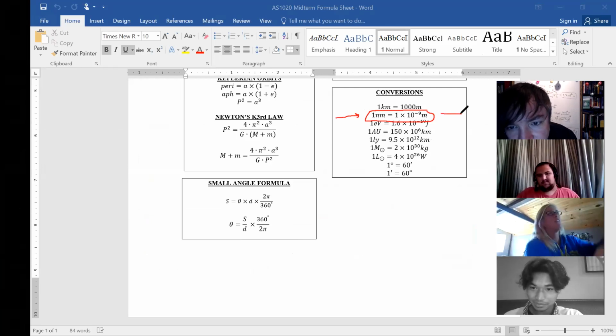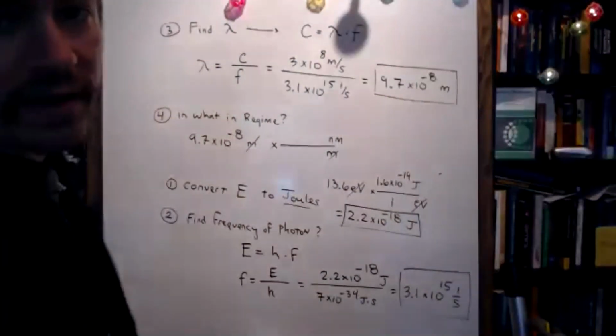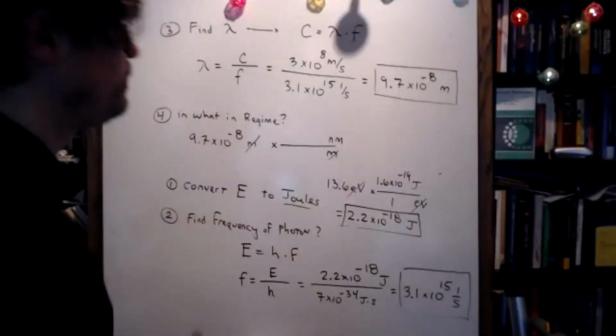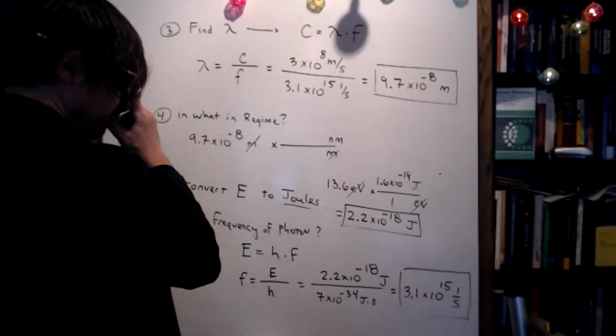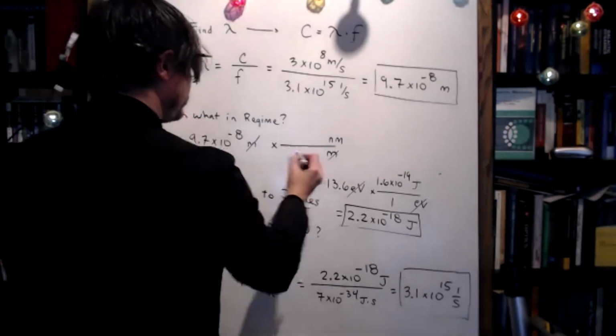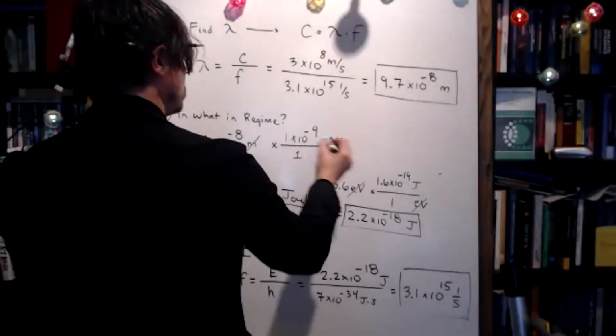Hey, look, don't forget, Stacy, it's also on that formula sheet, and it's negative 9. Yep, okay. Negative 9, yes, sorry. All right, so tell me what number top and bottom again? On the bottom would be 1. And on the top would be 1 times 10 to the negative 9.